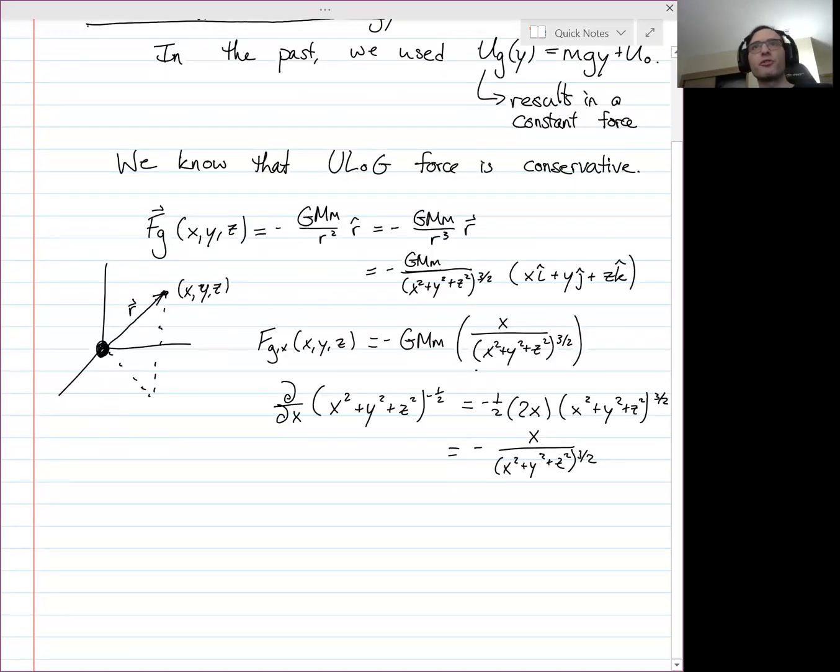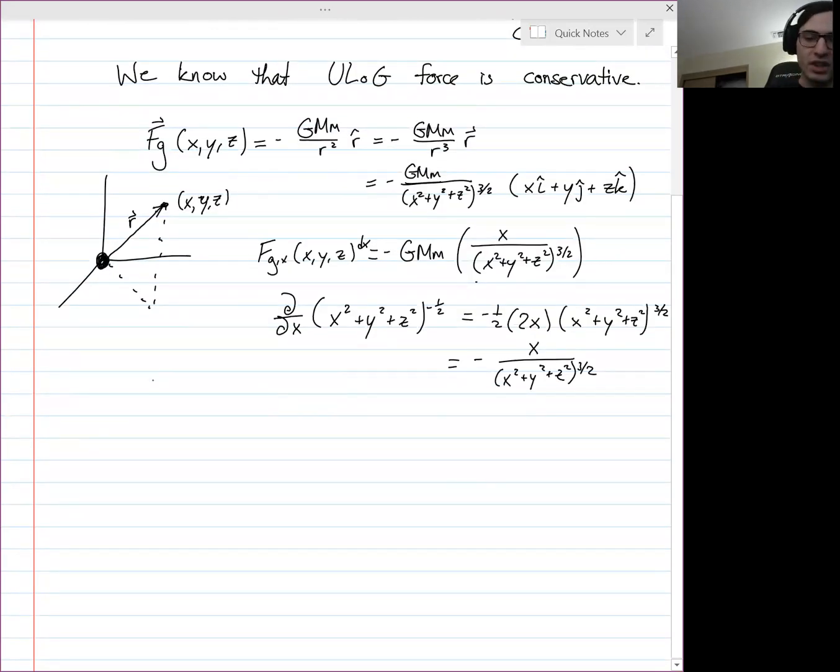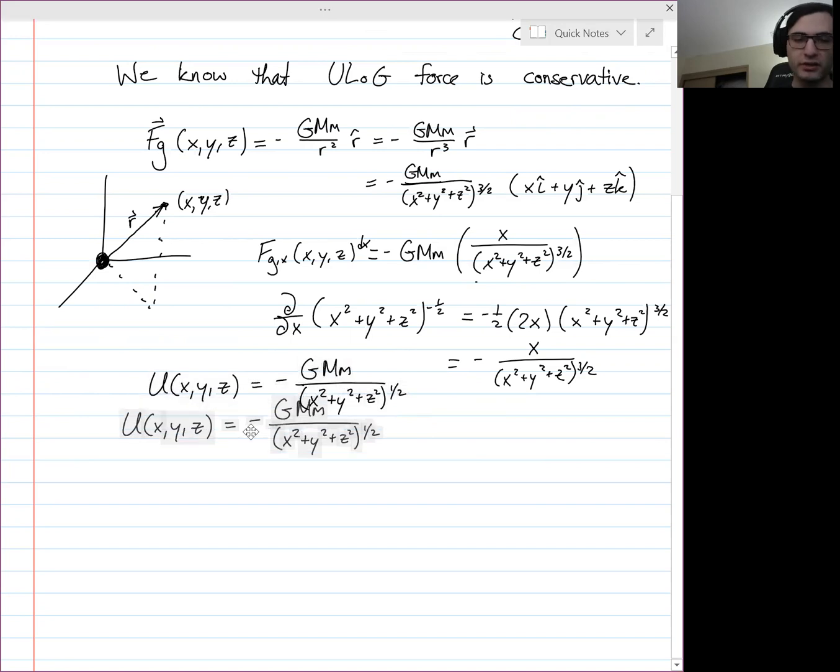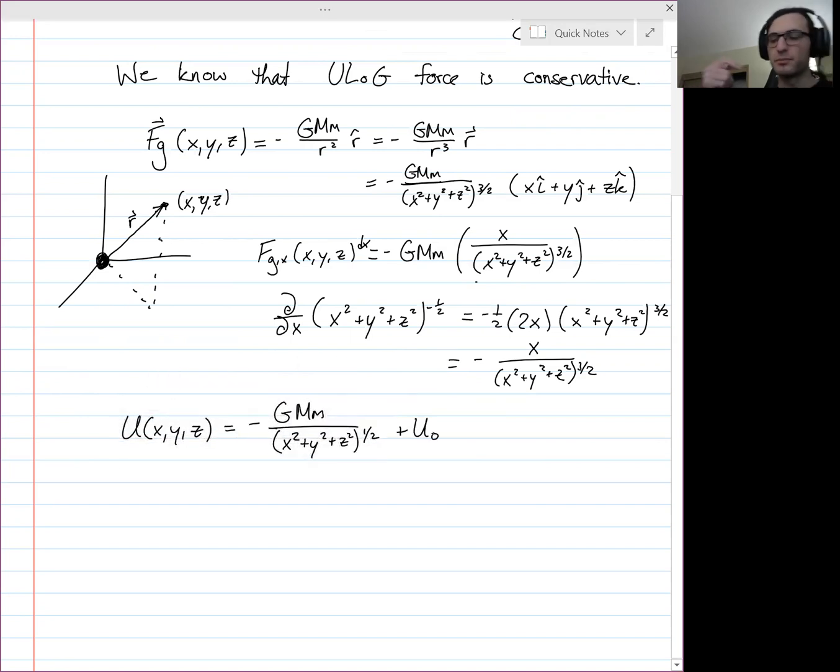And so what we find then is that if you had wanted to integrate this with respect to x, and then stick a negative sign in front, which is what you have to do, you would find that the potential energy function looks like negative G times capital M times lowercase m over x squared plus y squared plus z squared to the 1/2. So far, so good, nothing's changed. And then plus perhaps a constant. And you'll find that this is what it has to be, and you could check that this checks out for all 3 components, x, y, and z components.